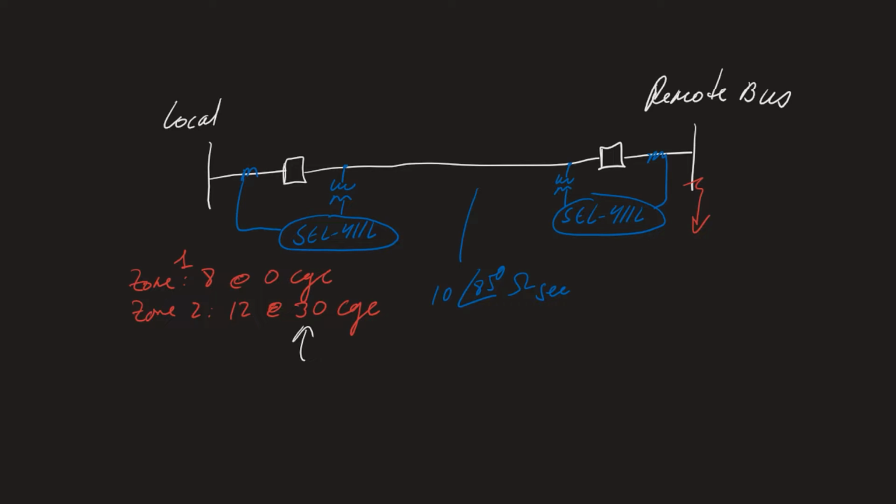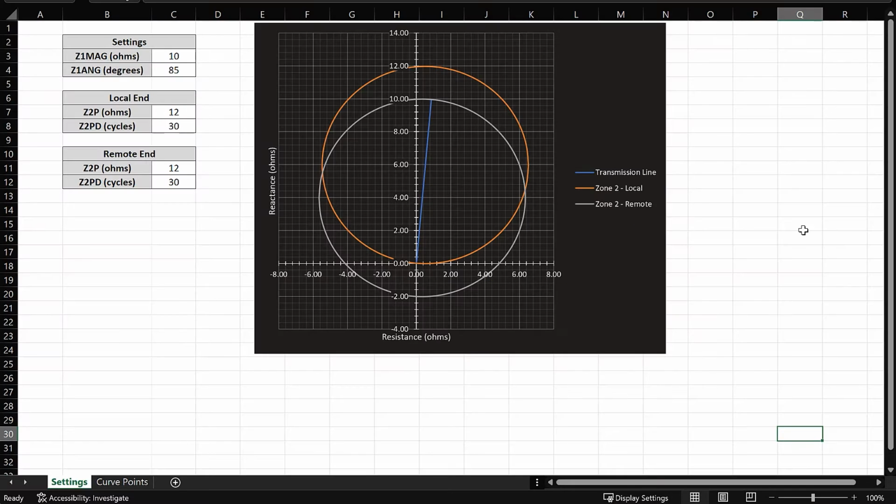Now, what I also did here is I created a spreadsheet. So let me actually go ahead and show you that, which is this one that I have over here, where you can plot the line impedance and the local and the remote end zone 2 elements to see what the overlap is. Now, the area where both zone 2s, again, the local and the remote ends overlap, is where the high-speed tripping would happen from the POTT scheme.